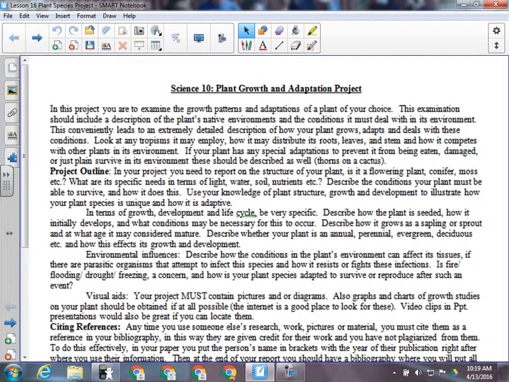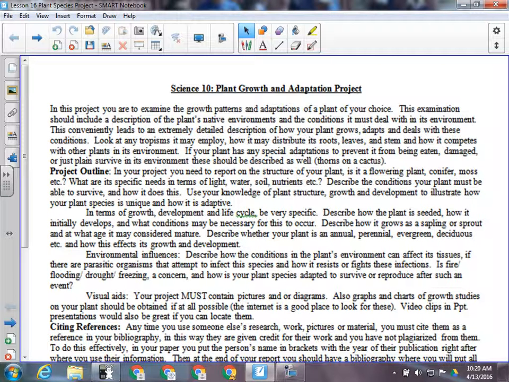So the assignment is going to work like this. We're looking at a plant of your choice. You can choose whatever plant you want, as long as it is a terrestrial plant. That is, it can't be a plant that lives underwater, because their structure is completely different than all the stuff that we have covered.